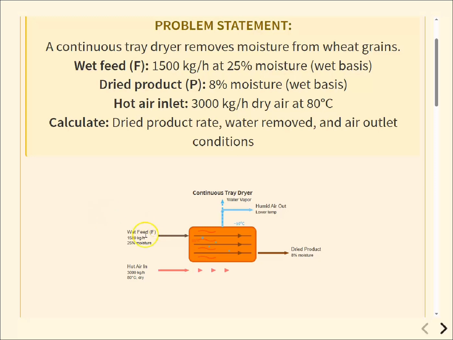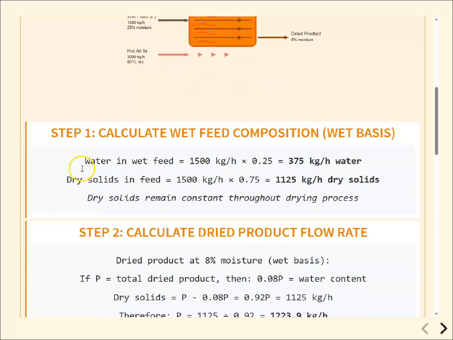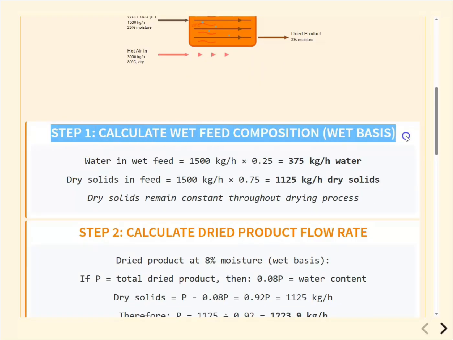And here, from this wet basis, the critical principle in all drying calculations: dry solid remains absolutely constant throughout the process. So water is the only component being removed, and this principle will guide every calculation. Step 1, let's break down our wet feed composition in detail.